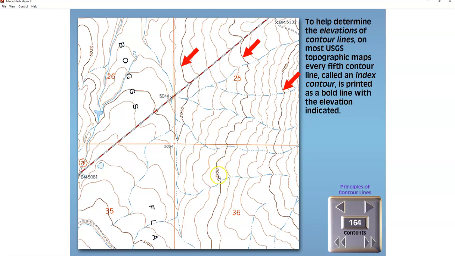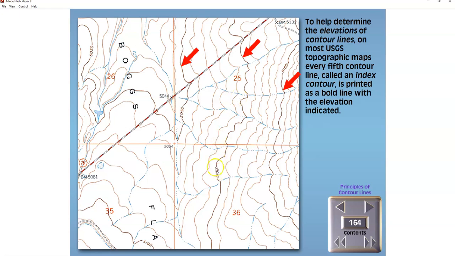Be careful when they ask for the contour interval, because a lot of times what students do is they'll take this number, 5,100, and subtract 50, and say, oh, the contour interval is 50 feet, because 5,100 minus 5,050. But you got to remember the 4 lines in between.